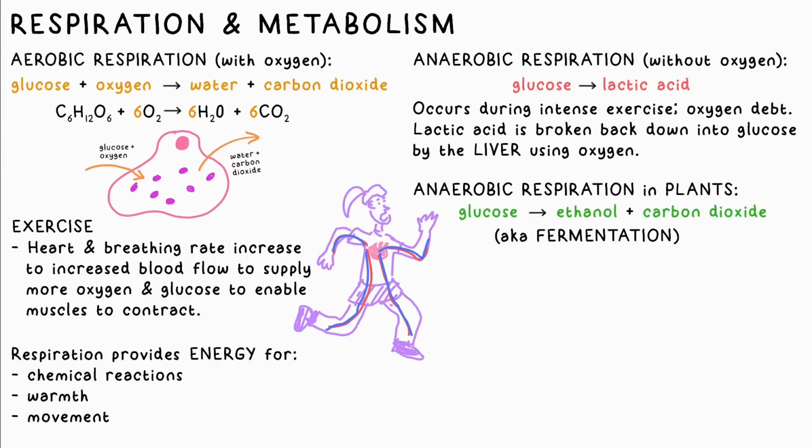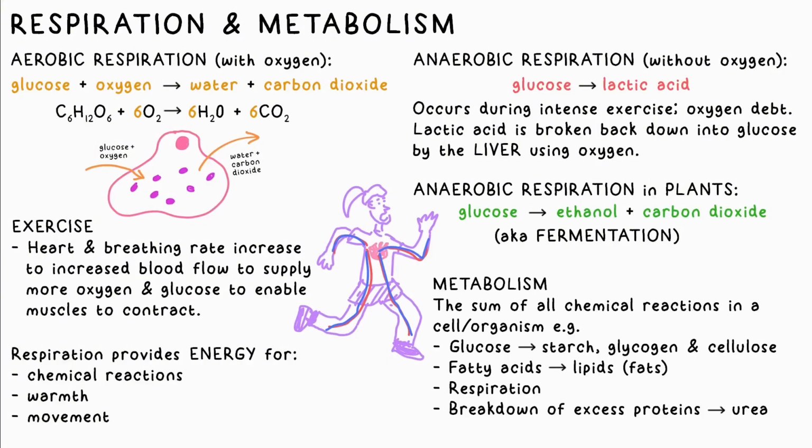Plant and yeast cells respire anaerobically but slightly differently. Instead, glucose is turned into ethanol and carbon dioxide. That's why yeast is added when baking. The CO2 bubbles made cause the bread or the cake to rise. This can also be called fermentation. It's also used to make alcoholic drinks as ethanol is produced.